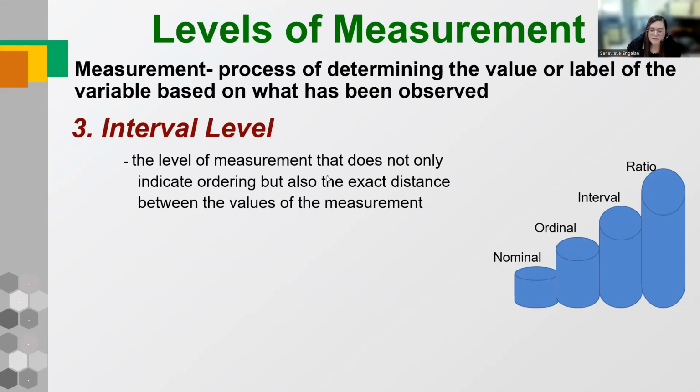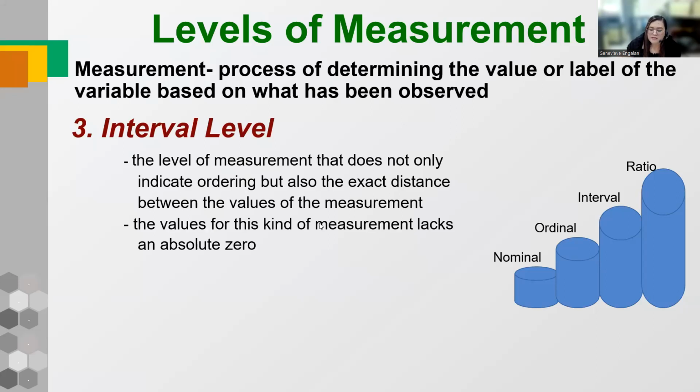Ang interval level is the level of measurement that does not only indicate ordering, so order gihapon nato siya, but also the exact distance between the values of the measurement. Okay, so the value of this kind of measurement lacks absolute zero. So kini siya mga quantitative data na, nga pwede nato ma-order, tapos naa siya'y exact distance between the values of the measurement. So again, lacks absolute zero, pasabot kung may zero, zero lang iyahang sukod, no?